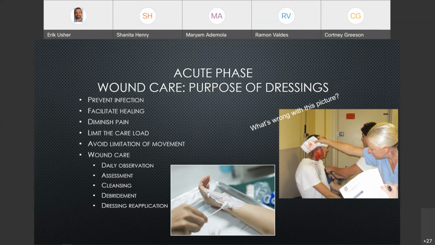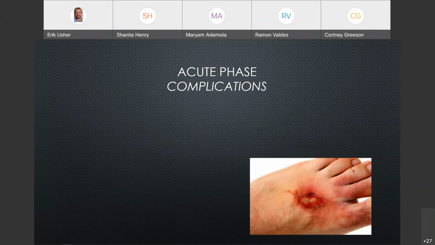I don't know what the context of this picture is, I don't know the exact year, but this kind of all plays into how burn patients have increased their survivability over the years through learning not to do stuff like this. So good job. Okay, complications, infections, always a concern.